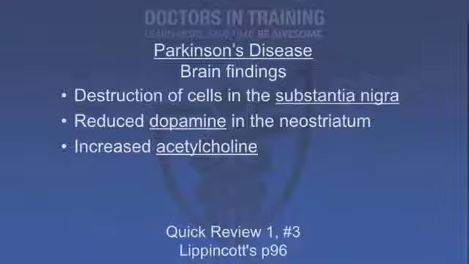Next question. Describe the characteristic findings in the brain of a patient with Parkinson's disease. Well, there's several things. First is destruction of cells in the substantia nigra, reduced dopamine in the neostriatum, and increased acetylcholine.